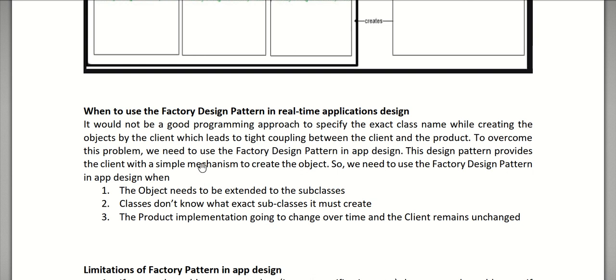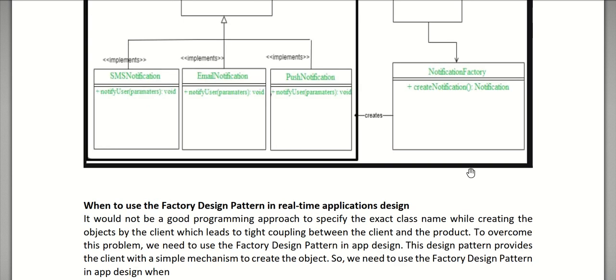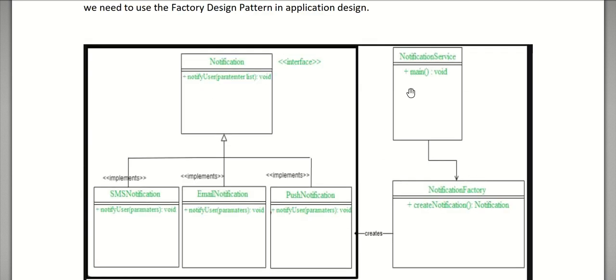Okay, so it would not be a good programming approach to specify the exact class name while creating the objects by the clients, which leads to tight coupling between the client and the product. So basically you should not establish a tight coupling between these two classes, the consumer class and the factory, or the service provider, you can say, basically who gives you that object. There should not be a tight coupling.